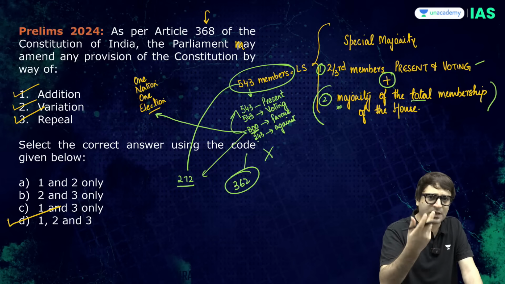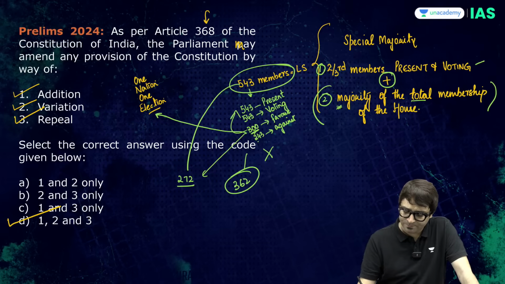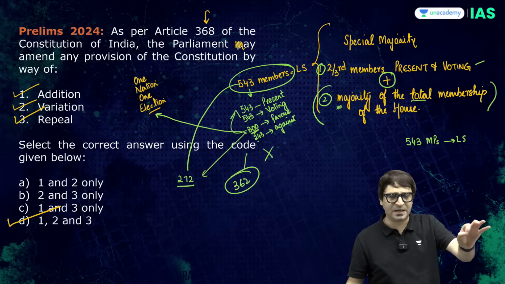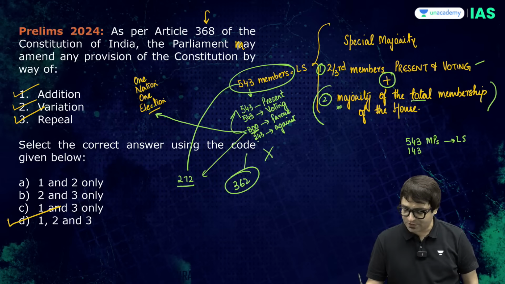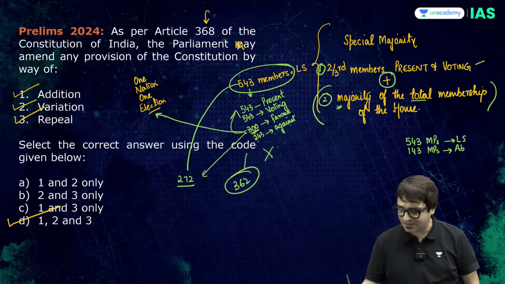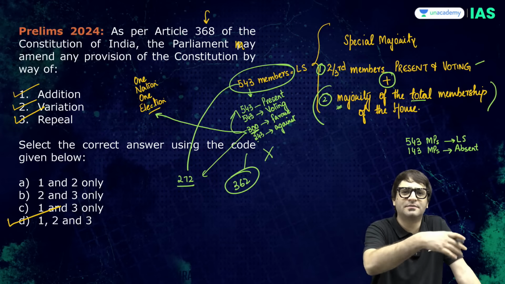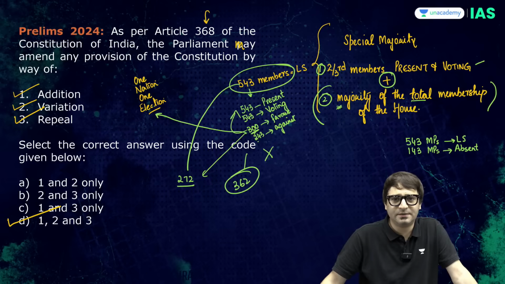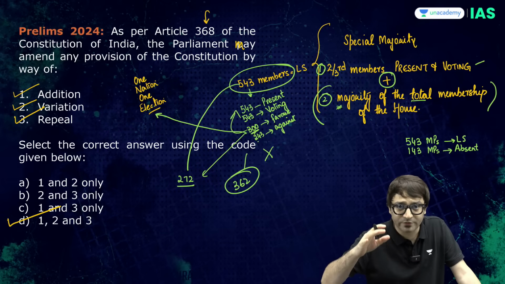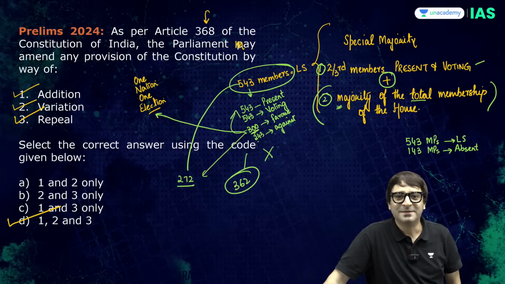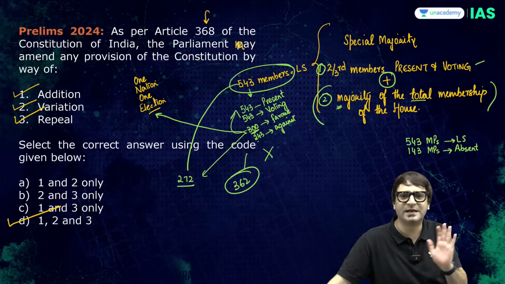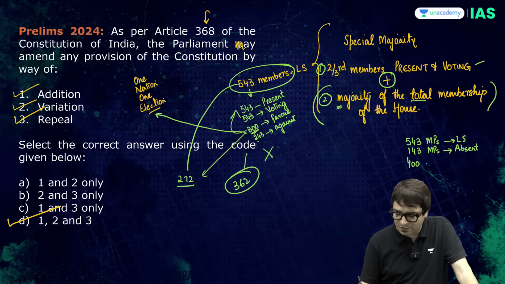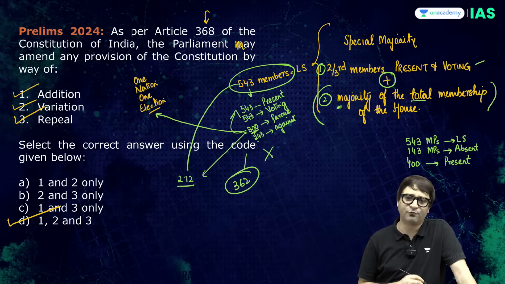Clear? Let me give you one more explanation, one more hypothetical example. Assume that there are 543 MPs in Lok Sabha and there is a draft pending before the Lok Sabha whether this constitutional amendment bill should be passed or not. Out of these 543 MPs, 143 MPs are absent. Absent in the sense they are roaming around different parts of the world.